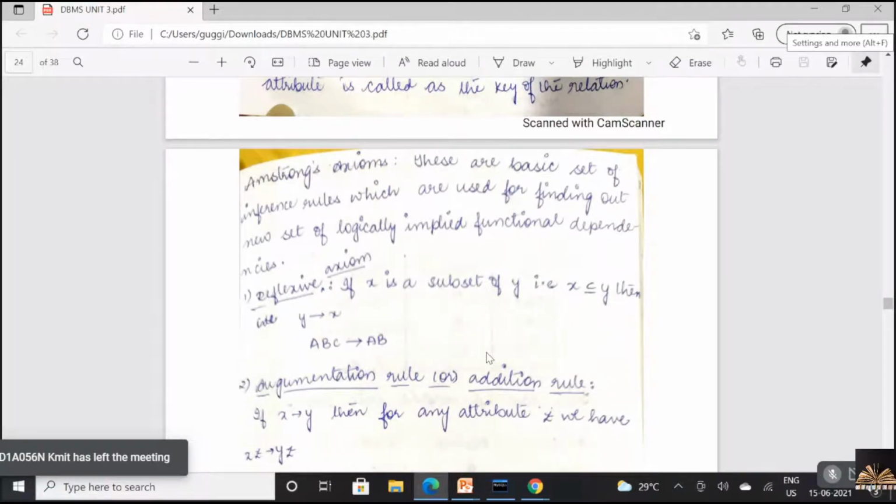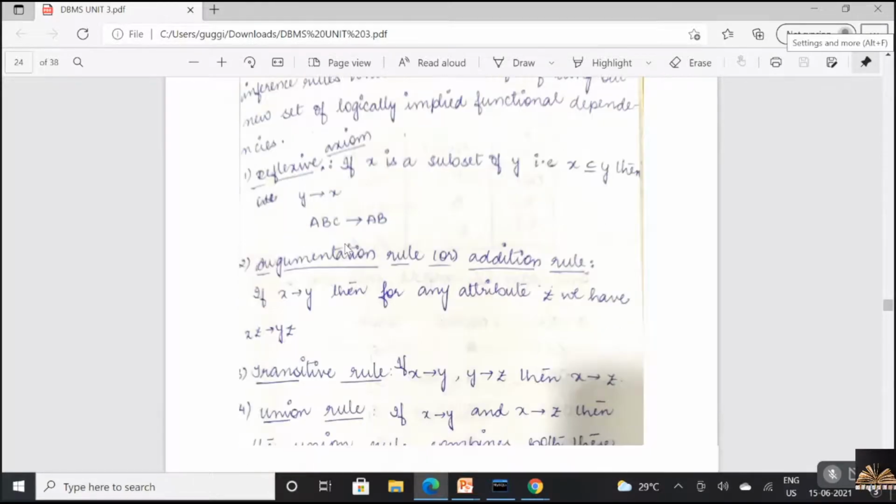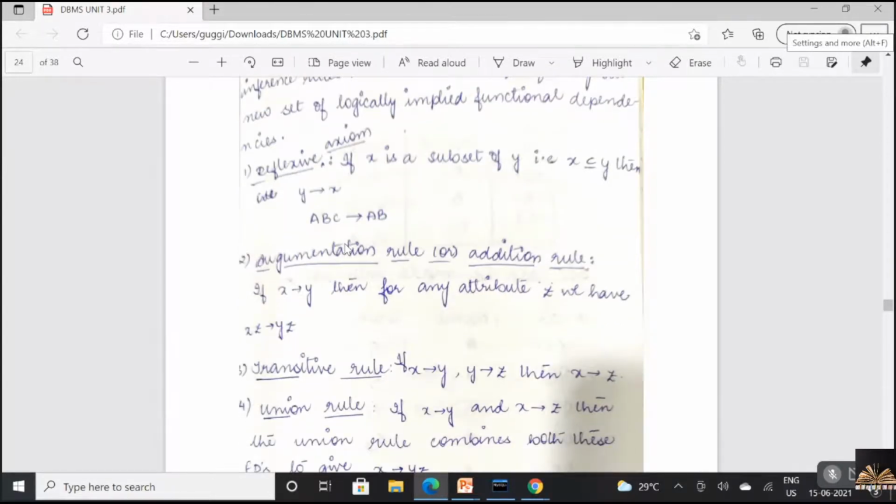Now, talking about different kinds of Armstrong's axioms, you have got the first one, reflexive axiom or reflexive rule. If X is a subset of Y, then Y implies X. If X is a subset of Y, I can blindly say that Y implies X. Here, example, ABC implies AB is absolutely true. That is the reflexive rule. Already we have covered that while we were discussing about the candidate keys.